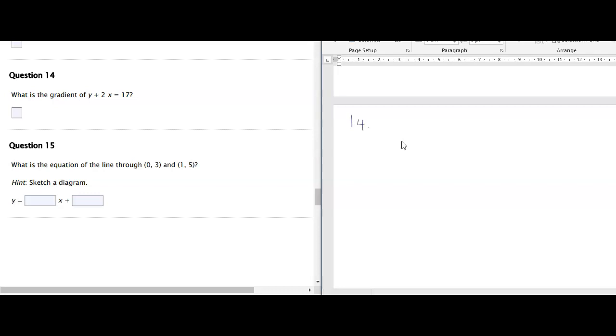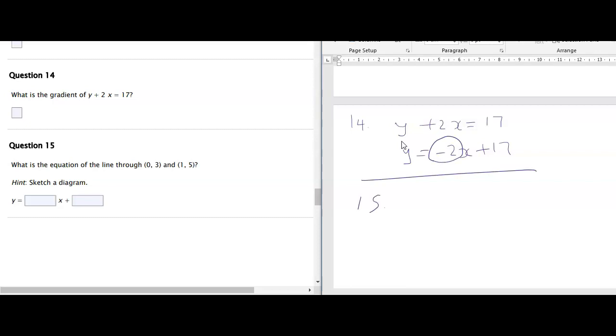What is the gradient of y? So I'm going to write that out. y plus 2x equals 17. Now again, you need to rearrange it in the form y equals mx plus c. So let's leave the y over this side and then take the 2x over to the other side. To do that, we have to subtract 2x. So your gradient is negative 2.